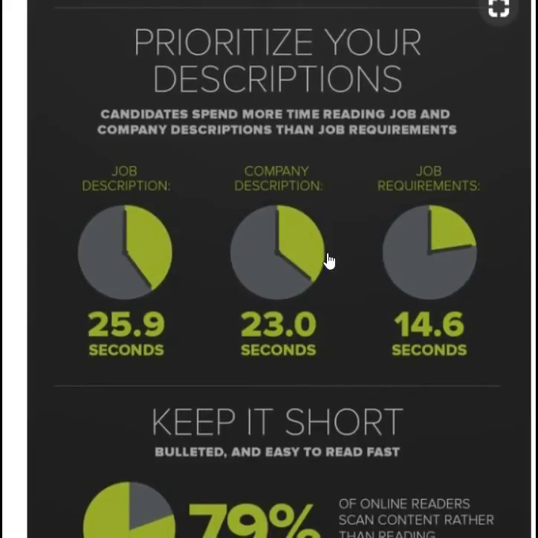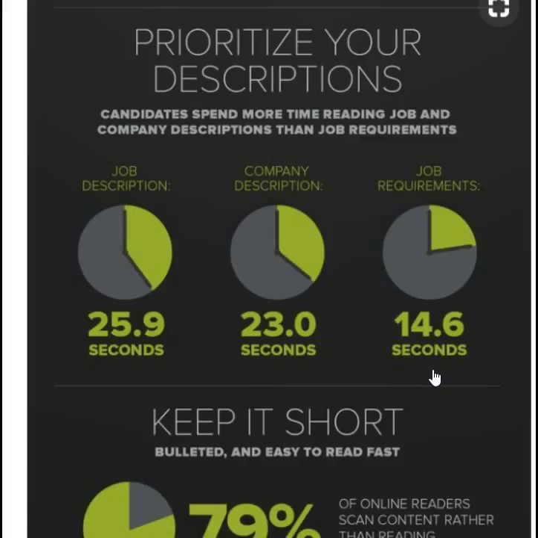Candidates spend more time reading job and company descriptions than job requirements. So they're more interested in what the job is than if they fit the bill. As a rule, they spend 25 seconds reading the job description, 23 seconds reading about the company, but only 14 reading about the job requirements.